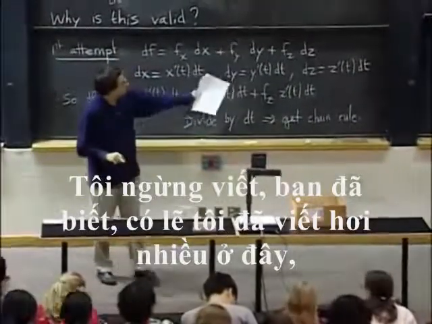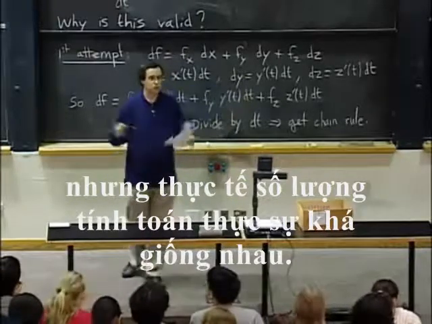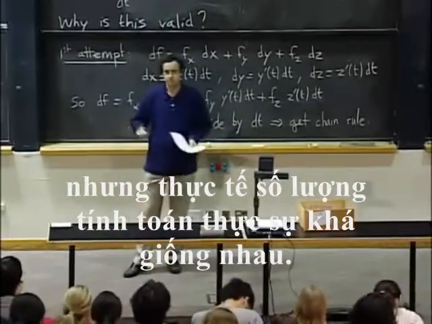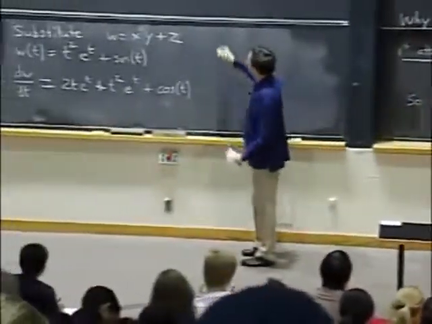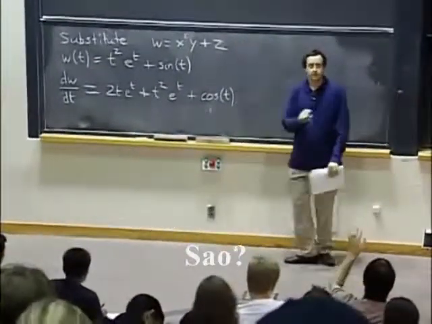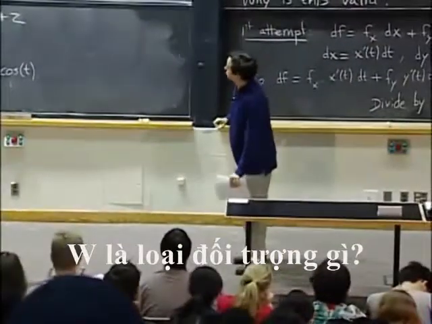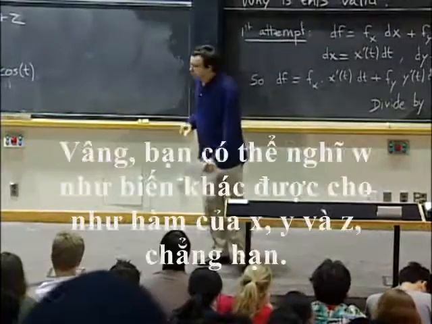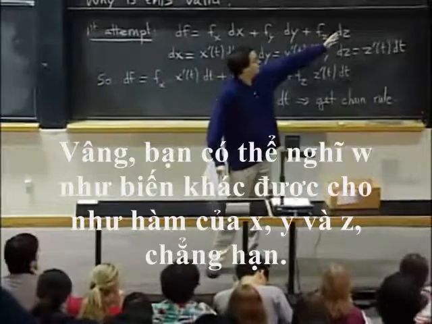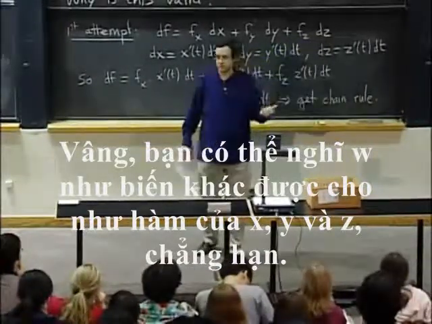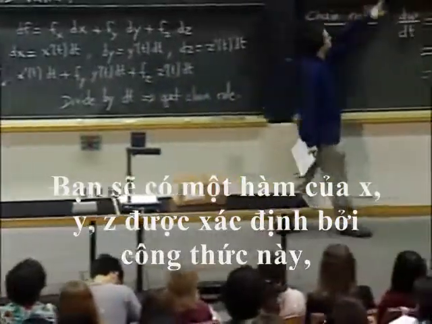So I maybe wrote slightly more here, but actually the amount of calculations really was pretty much the same. Okay, any questions about that? Yes? What kind of object is W? Well, you can think of W as just another variable that's given as a function of x, y, and z, for example. So you have a function of x, y, z defined by this formula.